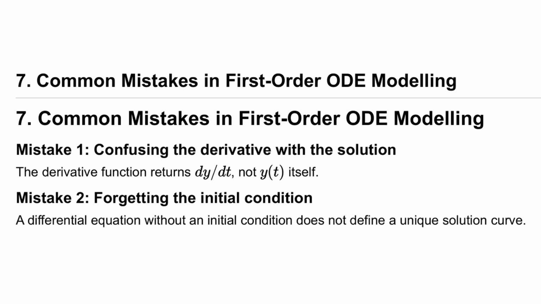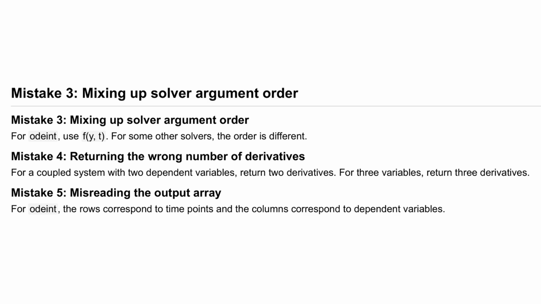First, remember that your function must return the derivative, not the solution. Second, a differential equation requires a clear initial condition to be solvable. Third, pay attention to the argument order in your derivative function. Fourth, for coupled systems, ensure you return exactly as many derivatives as variables. Finally, understand that your output is an array where columns represent your variables over time.